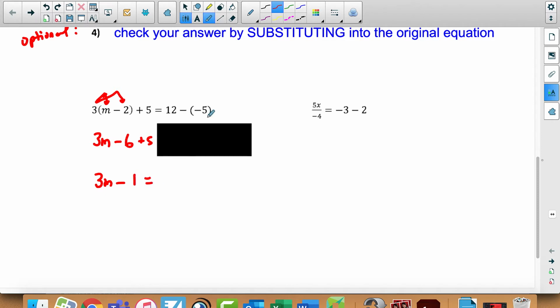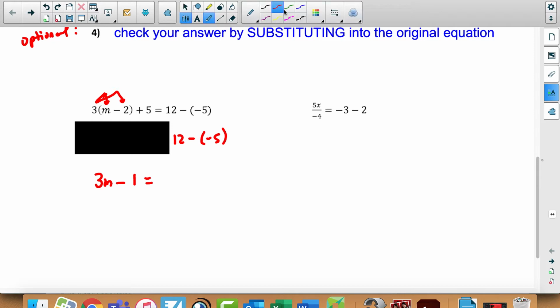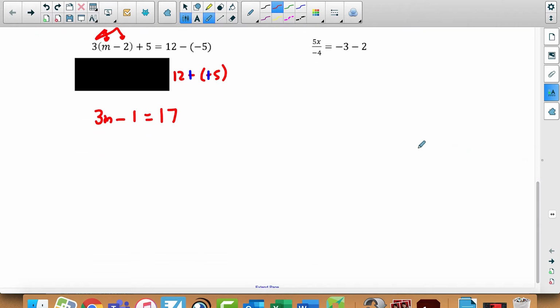Equals. And now we look at the other side of the equation. Is there anything you can combine there? Sure there is. You have 12 take away negative 5. Well, we don't want to take away a negative. It's too hard. We would like to add, and the opposite of negative 5 is plus 5. Oh, 12 plus positive 5, that's no problem. It's 17. Great.